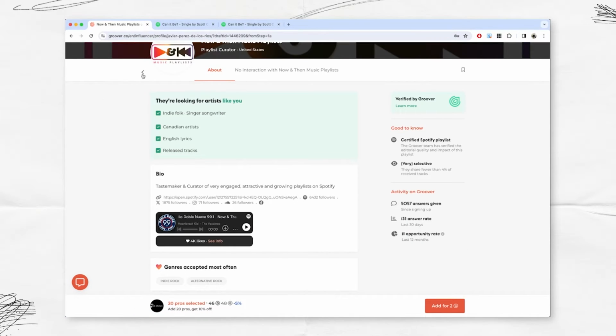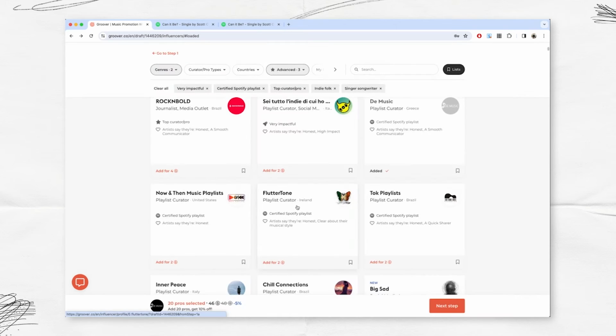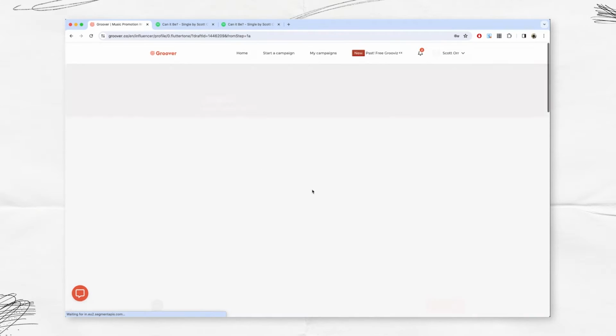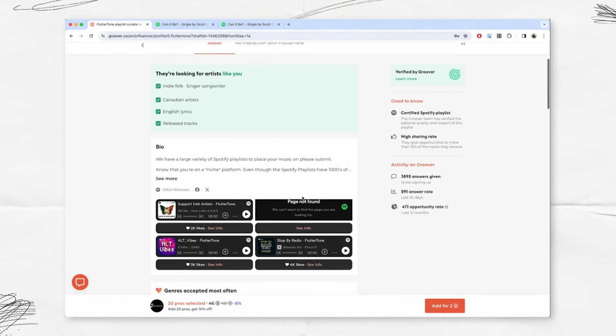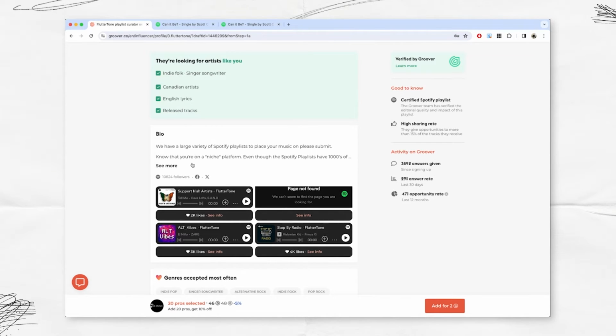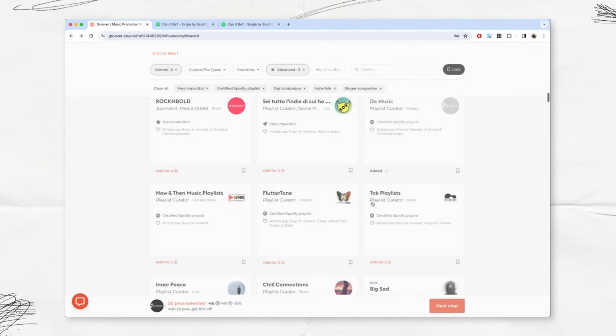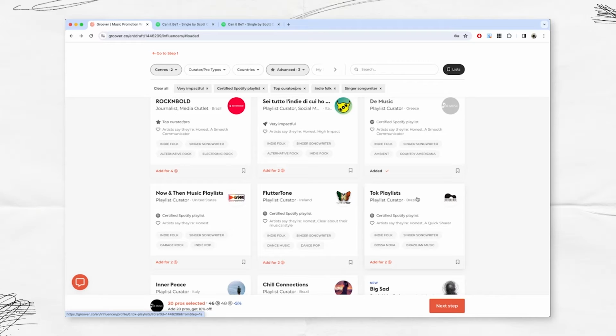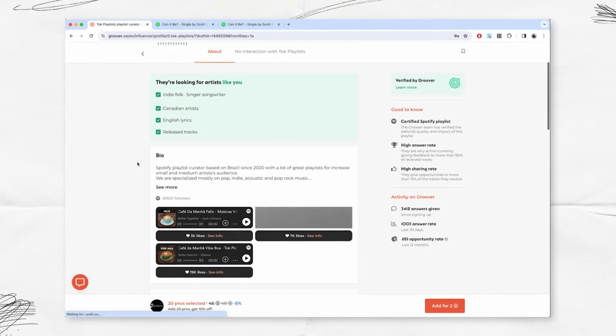Now and then music playlists. Some of these look really cool. You know what I also like about doing this? I also like thinking about the X factor. Maybe one of these people one day will really like my music. Maybe one of them actually works at Spotify. Maybe one of them will eventually work at Spotify. Maybe one of these people is connected in other ways and they follow me on social media.